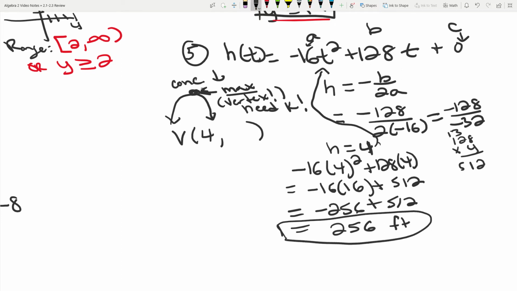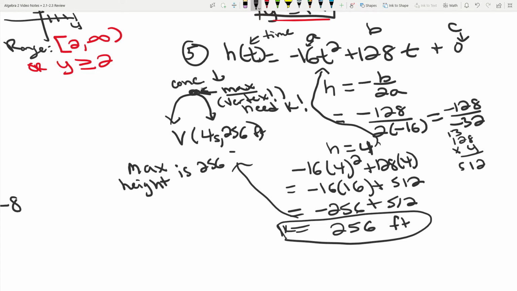So that's k. So that's over here. So 256 feet. And this right here is time. So this is in seconds, right? So here this is time. And h is in feet. So that means the maximum height is 256 feet. And that's the height that the projectile travels in.